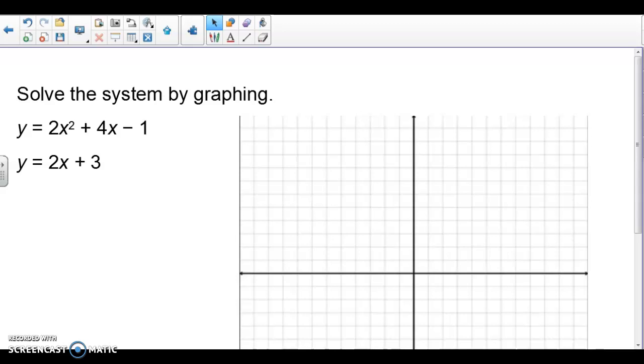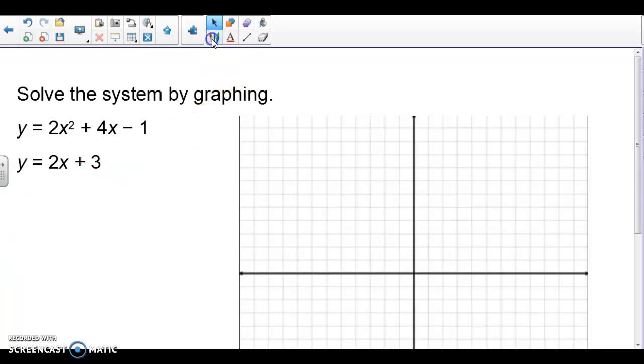This is solving nonlinear systems of equations. What that means is, if you remember when we were solving linear systems of equations, we solved them by graphing, elimination, and substitution. This is the same thing, except these are not both linear functions. One's linear, one's nonlinear, or maybe they're both nonlinear. For this one, it says solve the system by graphing.